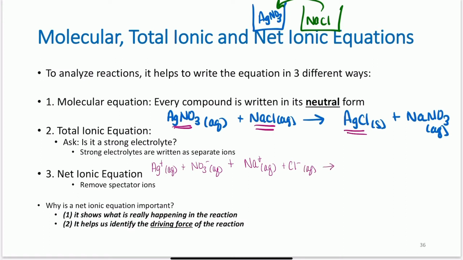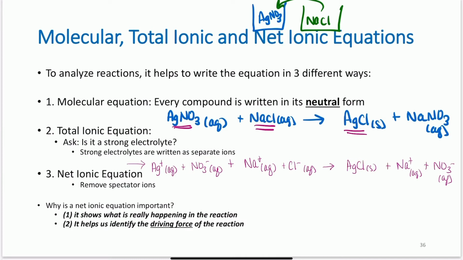Silver chloride, not soluble, not a strong electrolyte. So I write that together, AgCl solid. And then sodium nitrate. Sodium always soluble, nitrate always soluble, so that is also a strong electrolyte. I have sodium ions and nitrate ions. This entire thing here is what we call your total ionic equation. It shows every single species in the reaction mixture, in your beaker, in whatever you're doing your reaction. It shows every single thing there in whatever form it will be while it's floating around in solution. Remember, ions float around as ions in aqueous solution.